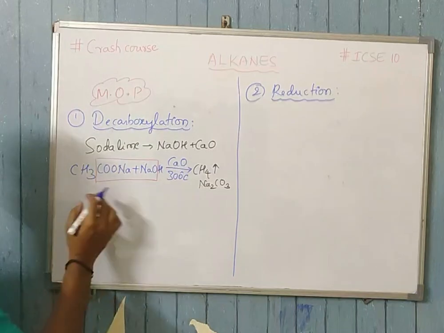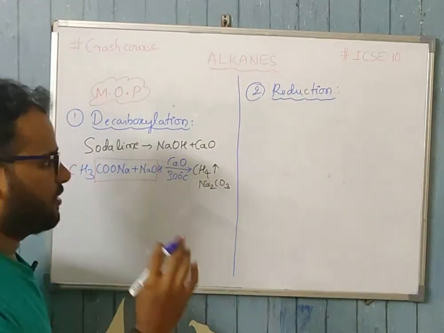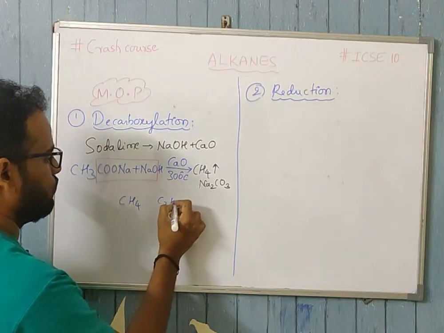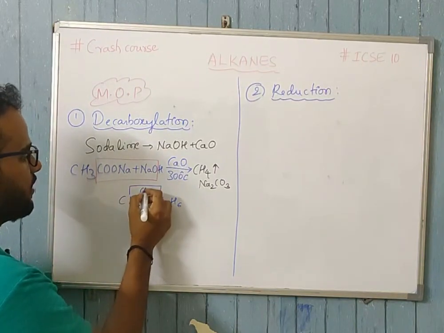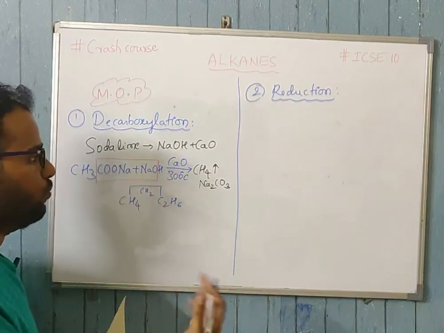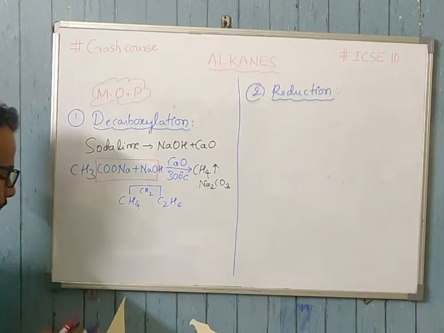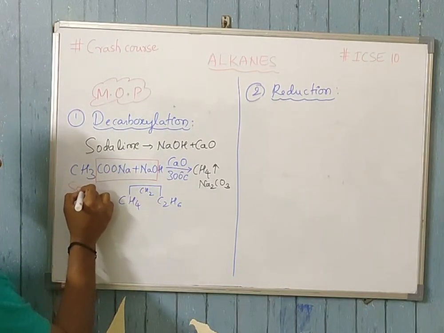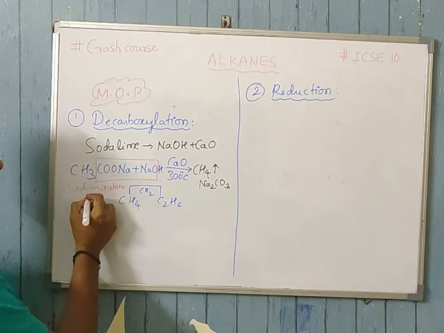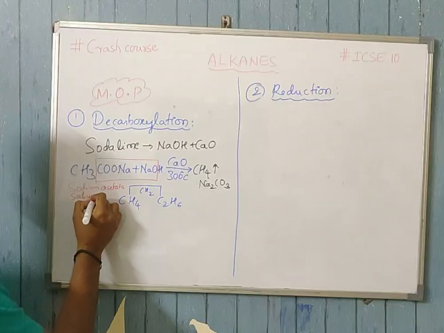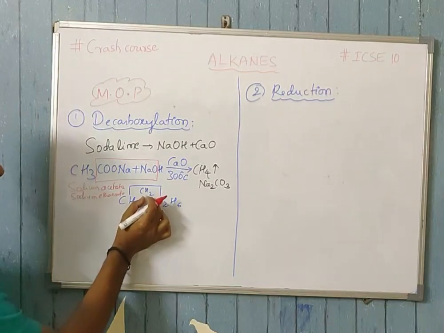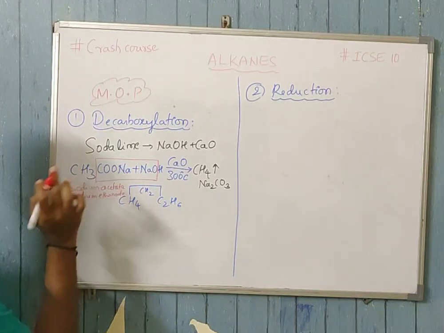For ethane, I will tell you a simple trick. Methane and ethane, what is the difference? CH4, C2H6. There is a difference of a CH2 group. That means you should add a CH2 group extra to your starting material. What you took here is sodium acetate, the common name. The IUPAC name is sodium ethanoate. So you have to add one CH2 group extra between this carbon and this carbon.